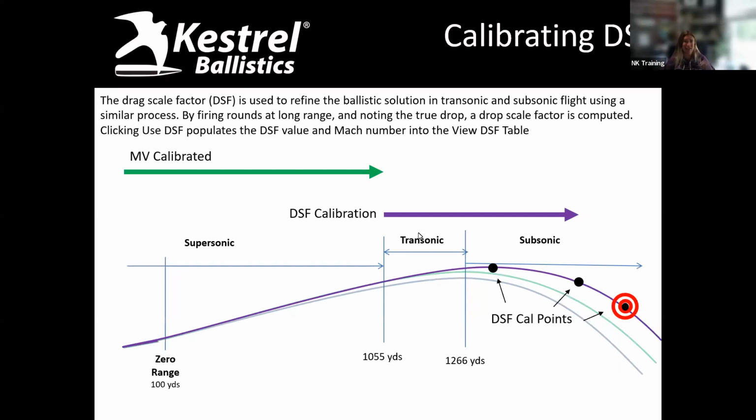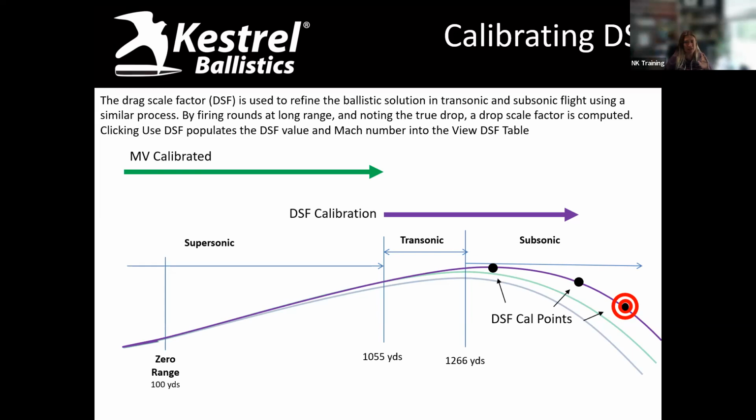All right, DSF, this is drag scale factor or drop scale factor. It depends on who you talk to at what time of the day. But drag scale, drop scale factor is for going transonic and subsonic. So again, it is looking at that whole curve and it's just tweaking that curve, bending it to match what you actually have coming out of your weapon system for any variety of issues, right?